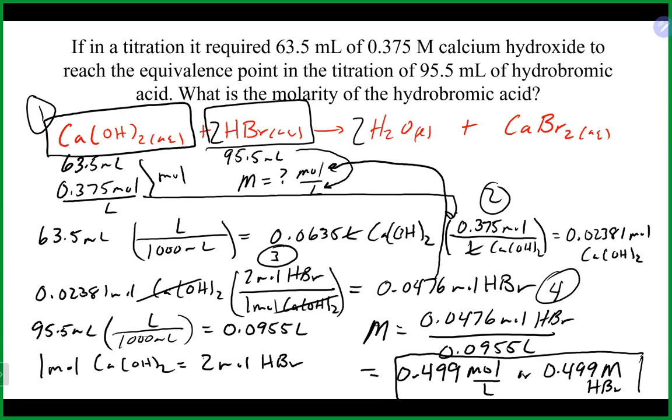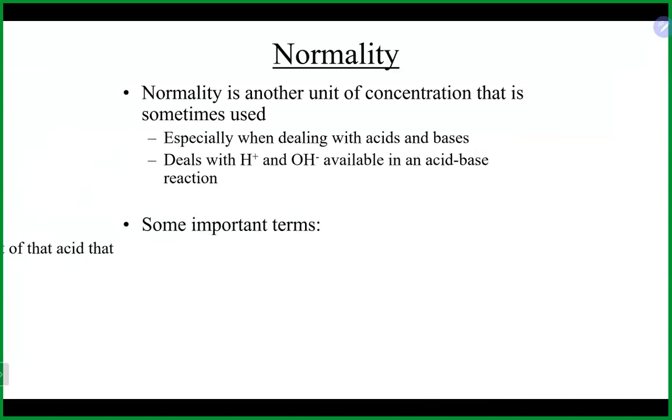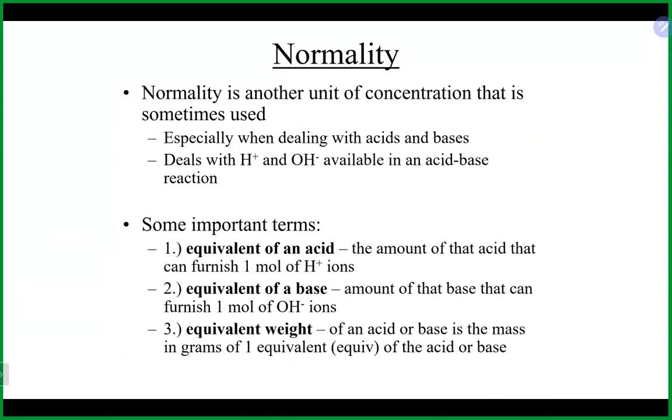Okay, so that is solution stoichiometry. Let's talk a little bit about another concentration unit that you probably won't come across too much, but we'll talk about it. And that's normality. Normality is not to be confused with molarity. Normality actually has the abbreviation of big N versus big M. Normality is another unit of concentration that is sometimes used, a lot of times dealing with acids or bases.